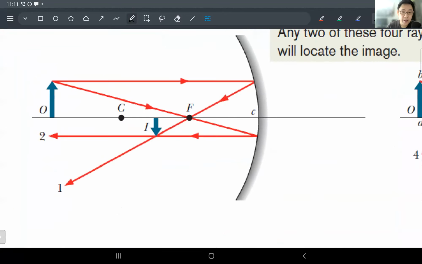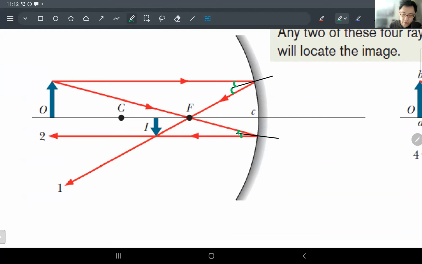For example, if you know how things go at the mirror, which is purely reflection, right? That means right at the point of contact here, you can draw the normal line all the time. That's your normal line there. And every time that you have this, you always have the incident angle equal to the reflected angle.